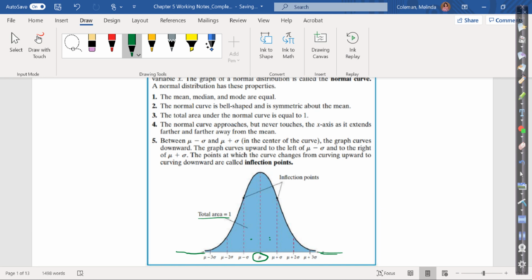And between plus and minus 1 standard deviation is where the curve starts sort of changing direction. I know that's a little hard to see, but basically we just need to know that at plus or minus 1 standard deviation is this point that we call an inflection point. So it's just the change in the curvature of the graph.